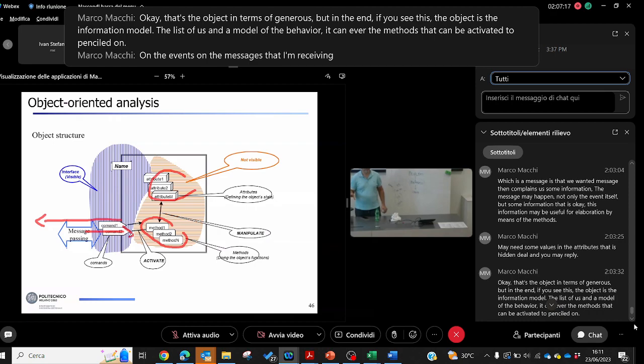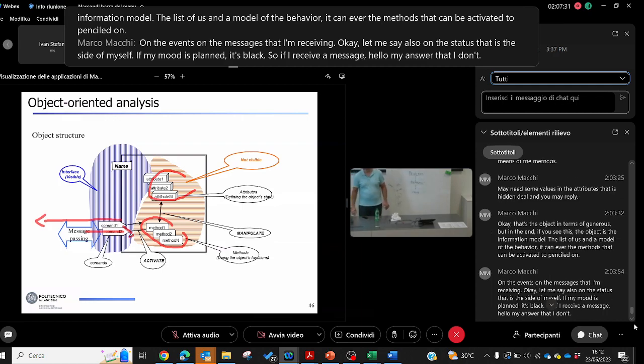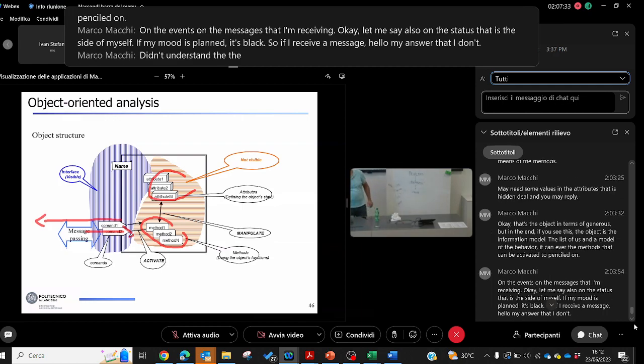Okay? And let me say also, on the status that is inside of myself. If my mood is black, it's black. So if I receive a message, hello, my answer depends on it. I didn't really understand the role of attributes in this sense.